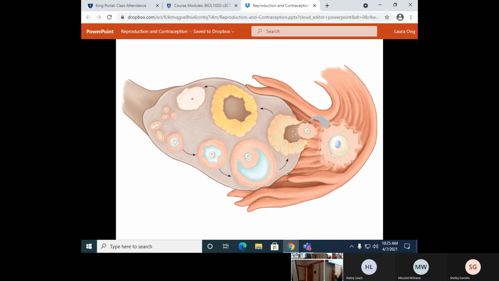Undeveloped or immature eggs, or we could also call eggs oocytes, or you might hear some people say oocyte. Oocytes, that's another word for eggs. These mean the same thing. Those are present in the ovaries from birth.